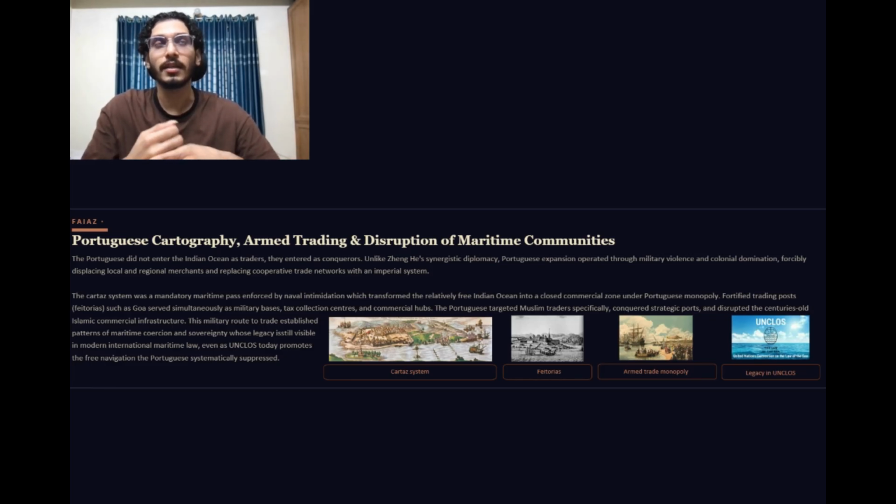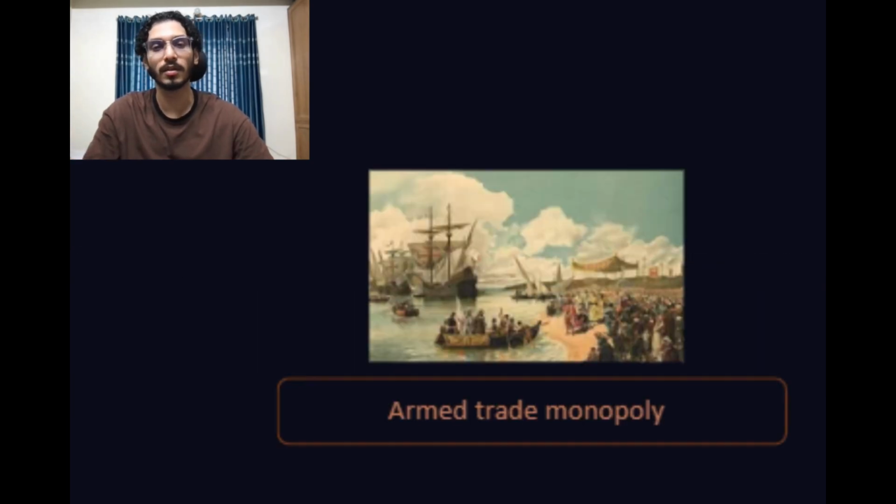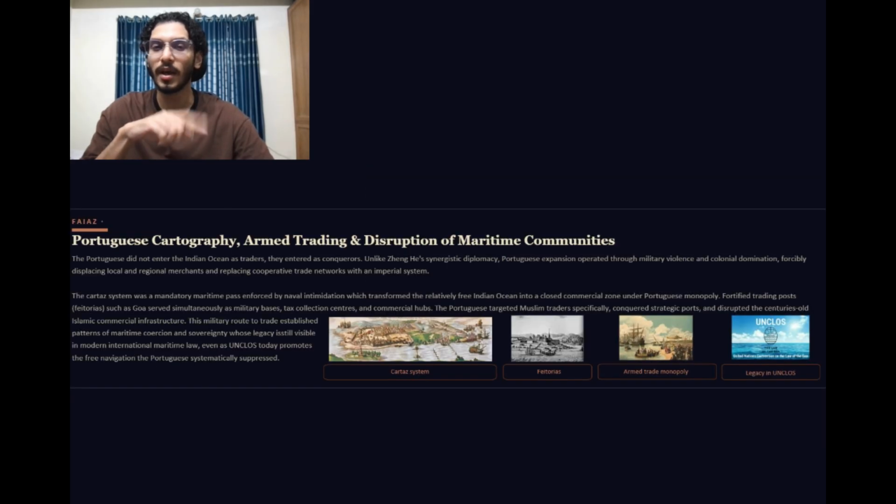So exactly how did they take control? If we break it down simply, first they targeted the most powerful traders in the Indian Ocean, which were the Muslim merchants. These merchants had dominated the Indian Ocean for a long time. They had the relationships, they had the knowledge, they had the roots. So the Portuguese specifically went after them, attacking their ships, capturing their ports, cutting their trade.